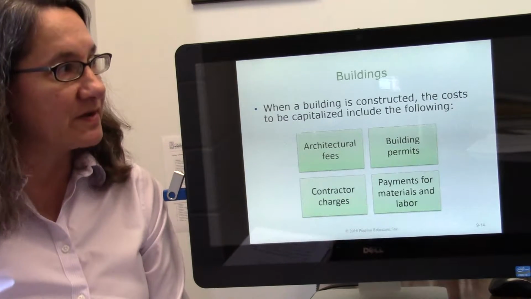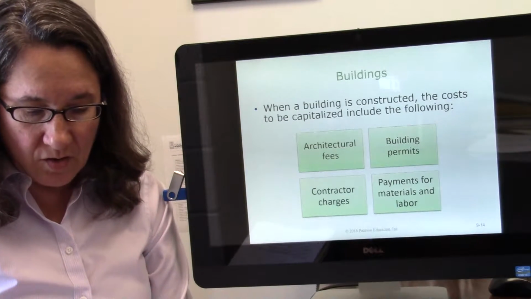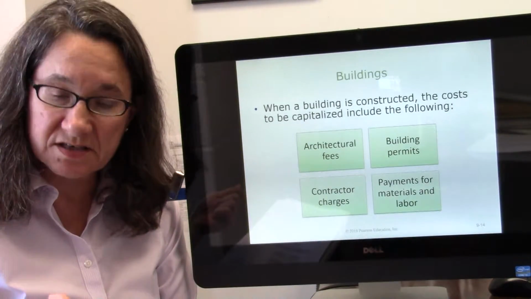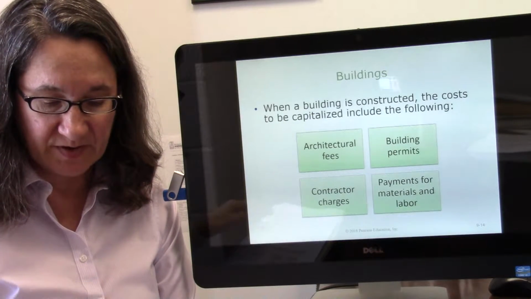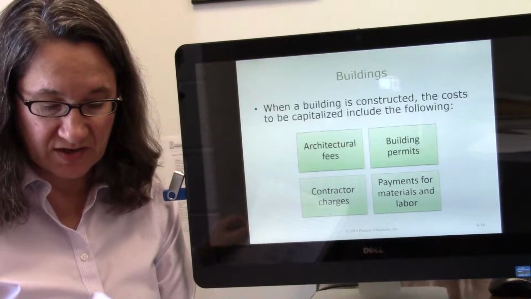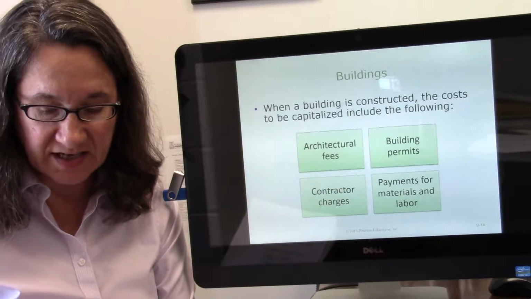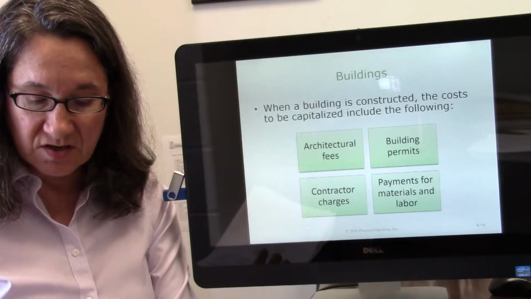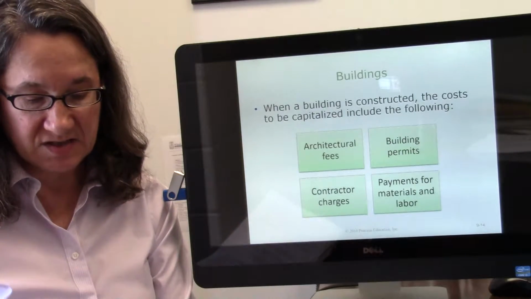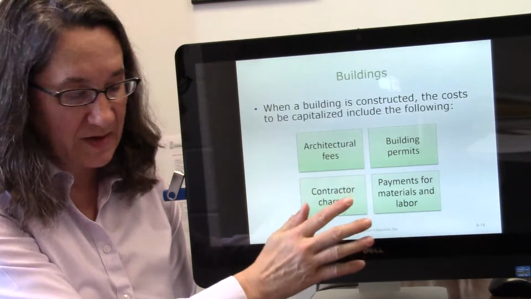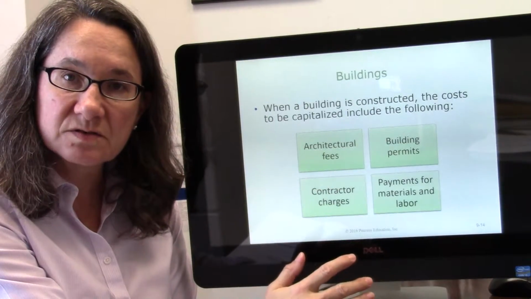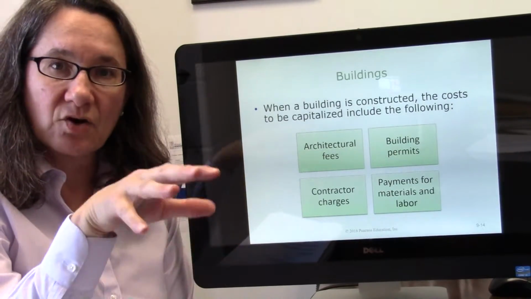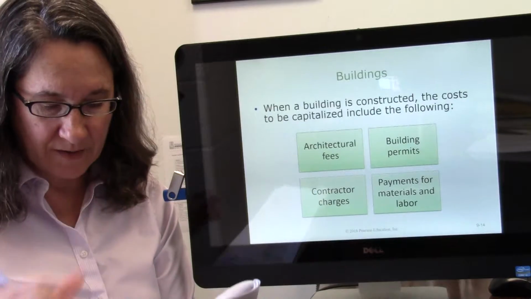Okay, let's talk about buildings. A company can acquire a building one of two ways. It can have it constructed, or by purchasing a finished building. When a building is constructed, the cost of the building includes architectural fees, building permits, contractor charges, and payments for materials, labor, and miscellaneous costs. So, building is going to be constructed, and you're going to put a building on the books too. So you'll need all its costs, right? So you buy the land, gather all its costs together. Buy or build a building, gather all its costs together.